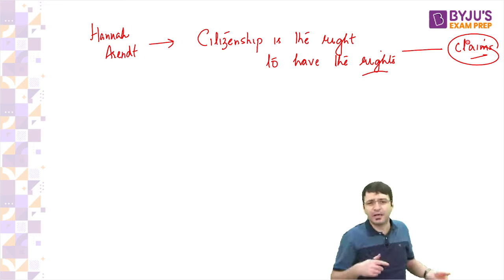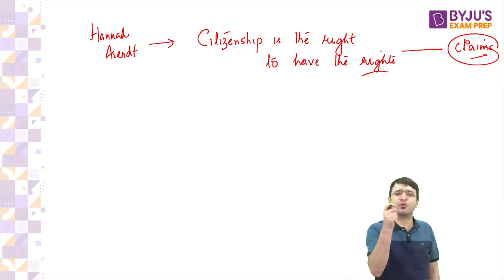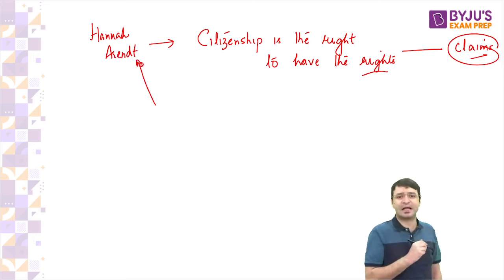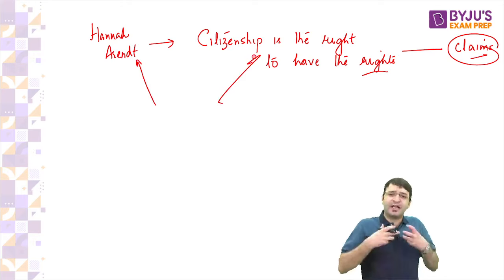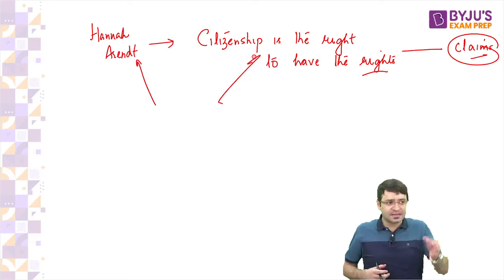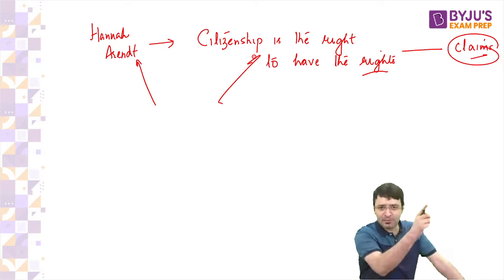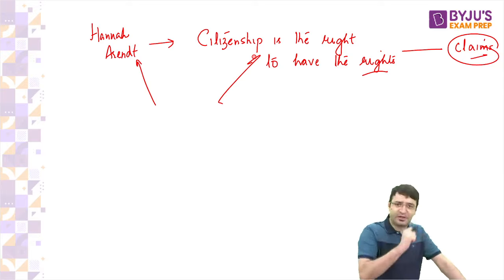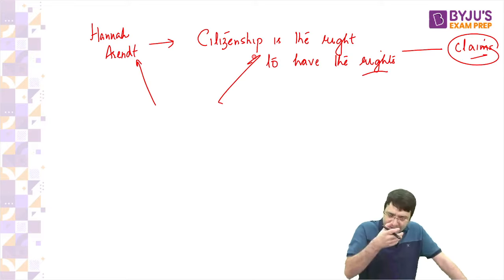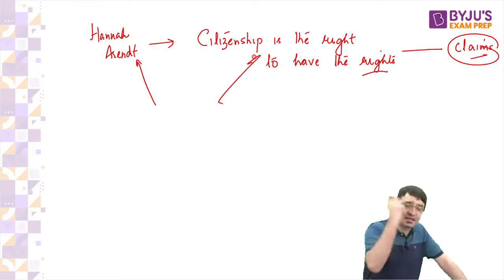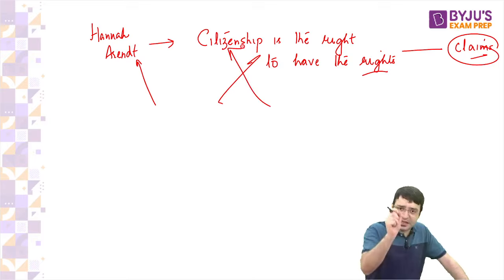Sir, it is still not clear. What is citizenship? Long story short, according to Professor Hannah Arendt, citizenship is the right to have rights. So only a citizen can claim something from the state. Give me all my fundamental rights. Give me political rights. Give me civil rights. Give me economic rights. Give me employment opportunities. This right, which is a claim against the state, is the definition of citizenship.